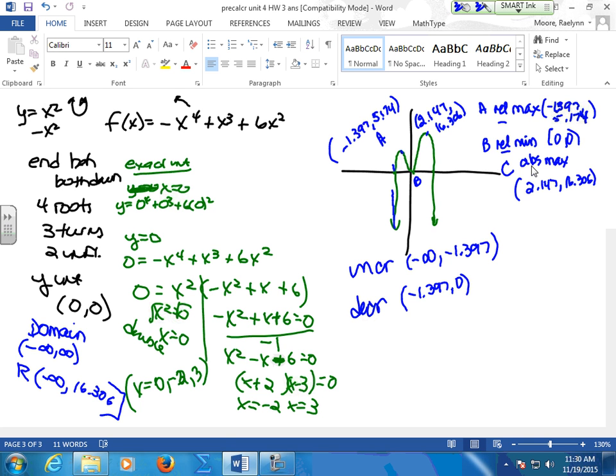-1.397. Good. Then I changed again, and now I'm increasing. 0 to 2.47. And then I changed again, and I decided to decrease. 2.472. Good. Make yourself a note that you need to use your x values, the x interval, as y increases or decreases.